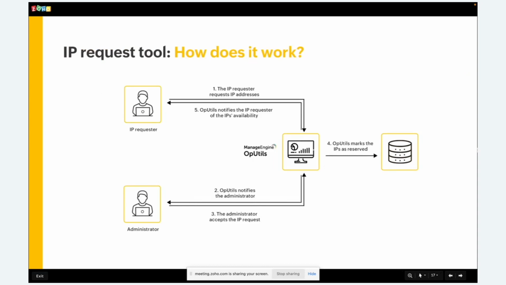So how does the IP request tool work, and how does IP request management work? Our first step is that we have an IP requester. Let's say he's an operator and he wants 10 IPs from subnet A. So he creates a request in the OpUtils IP request tool, and that request is sent to OpUtils. Now OpUtils forwards that request to the administrator.